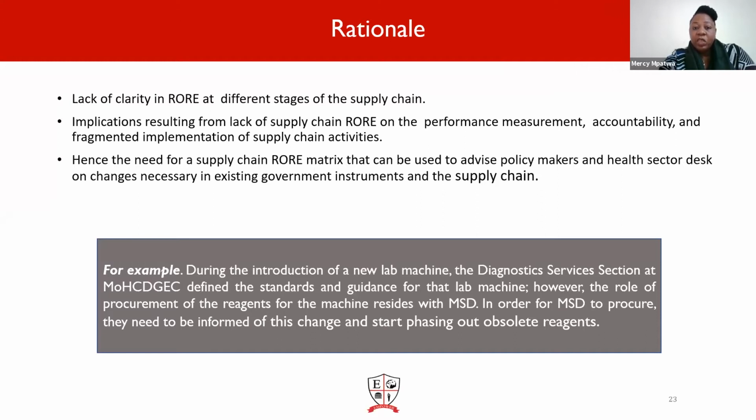There is the need for a supply chain roles and responsibility matrix, which I said we used the RACI model, that can be used to advise policymakers and the health sector. For example, during introduction of a new laboratory system, diagnostic services at the ministry define the standards, but the role of procurement lies with the Medical Stores Department. So in order for the Medical Stores Department to do procurement, they need to be informed. So in the RACI matrix, the MSD needs to be informed, while the ministry is responsible for providing the guideline and guidance on which machine is required. Next slide, please.